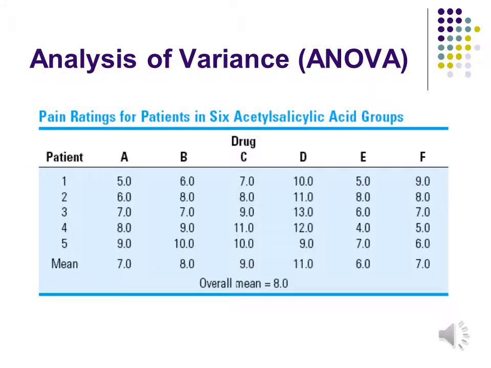This is an example of an analysis of variance, or ANOVA. These are pain ratings. There are 5 patients and 6 different drugs, or perhaps doses of a drug, and there's a value, then 6 different values for each patient, A, B, C, D, E, F. You can calculate a mean for each drug. You can also calculate means for the patient, overall mean as well.